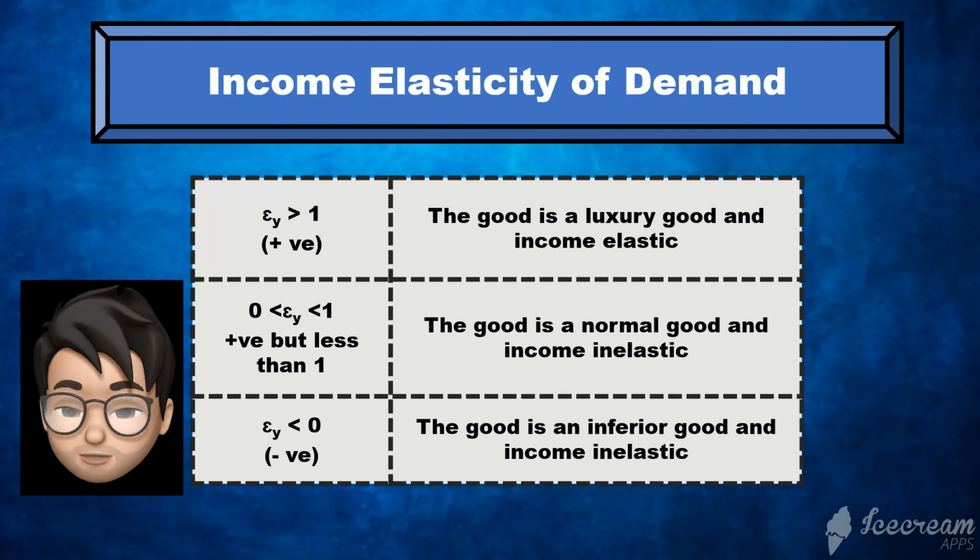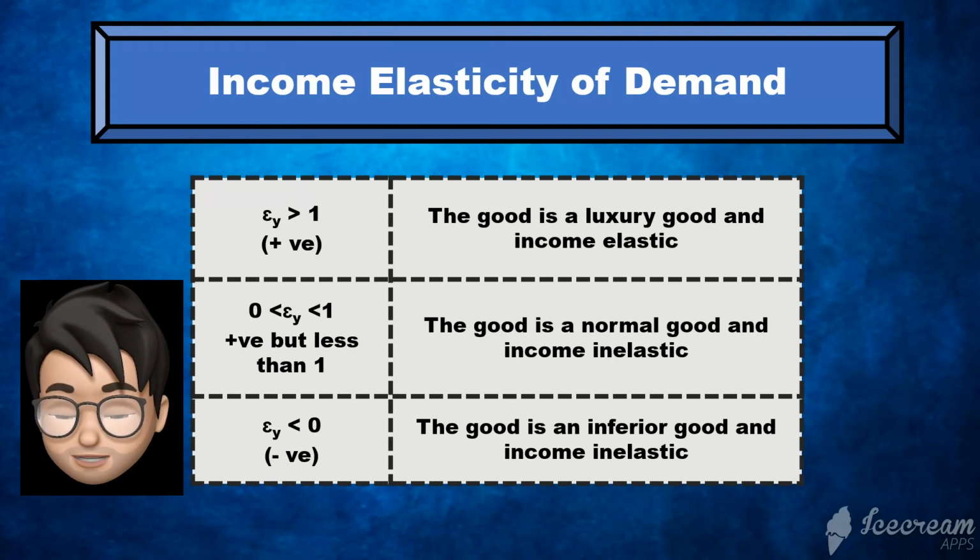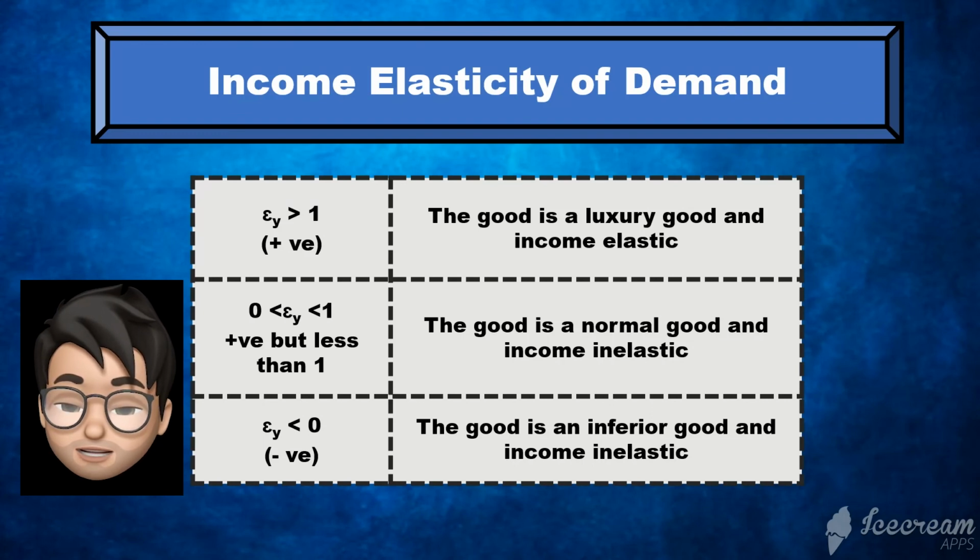If the income elasticity is more than 1, which is positive, the good is a luxury good and income elastic. If the income elasticity is more than 0 and less than 1, the good is a normal good and income inelastic. If the income elasticity is less than 0, which is negative, the good is an inferior good and income inelastic.